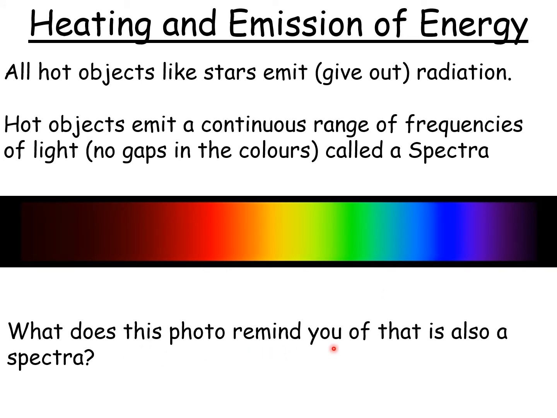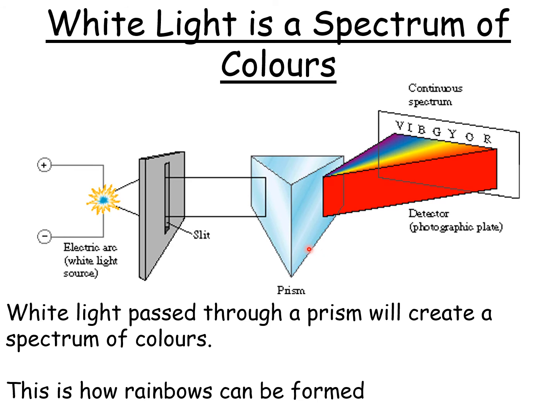Now, what does this photo remind you of that is also a spectra? And you might have seen this in the sky. Now, hopefully you're able to tell me that the other thing that looks like a spectra is, of course, a rainbow. And a rainbow is an example of a real world spectra. Okay, so how do we get the spectra? Well, you've probably done this experiment in second year, but if you take white light and you pass it through a prism, a glass prism, then depending on the angle, you can usually get a spectrum of light coming from that white light.